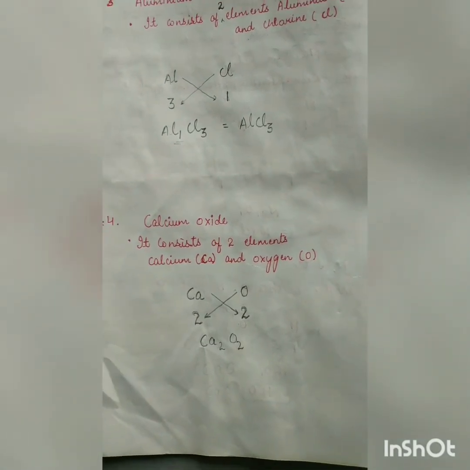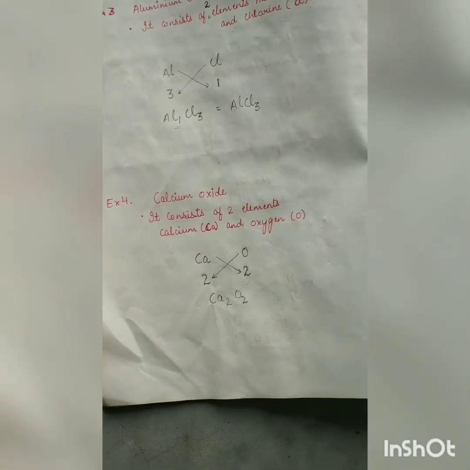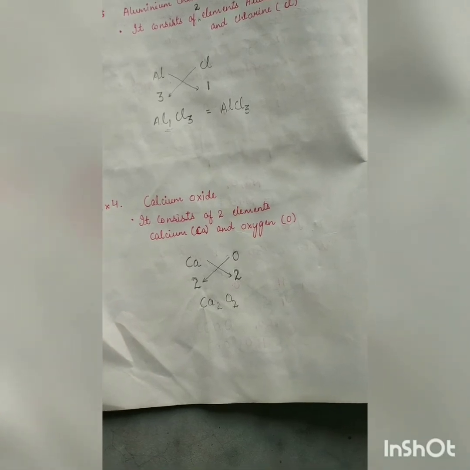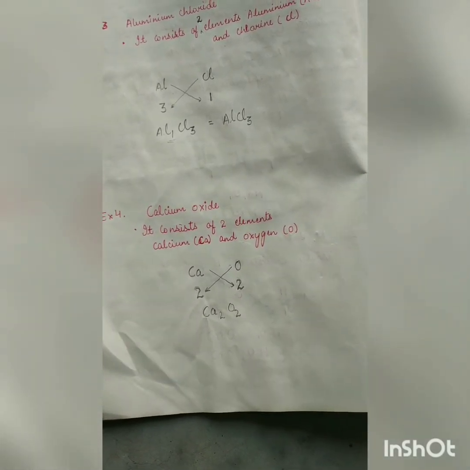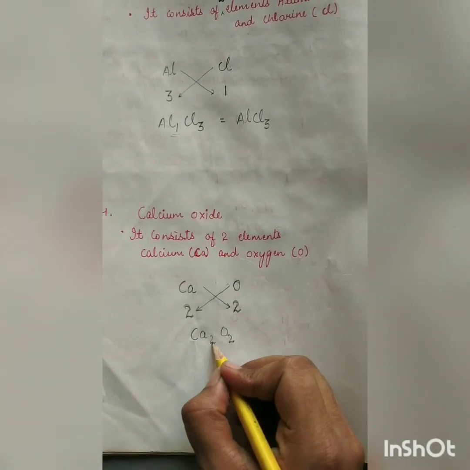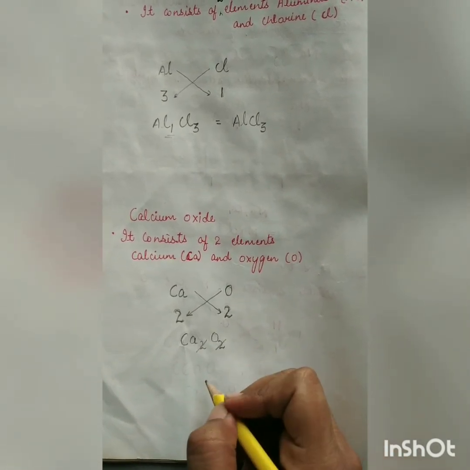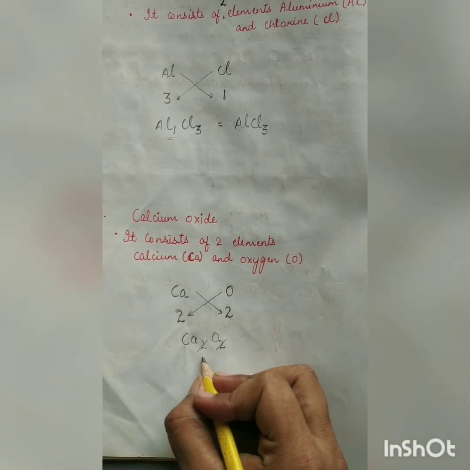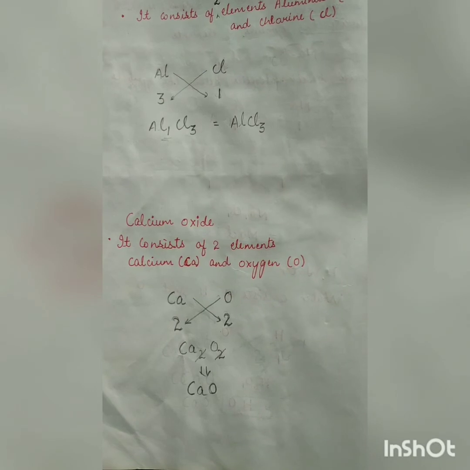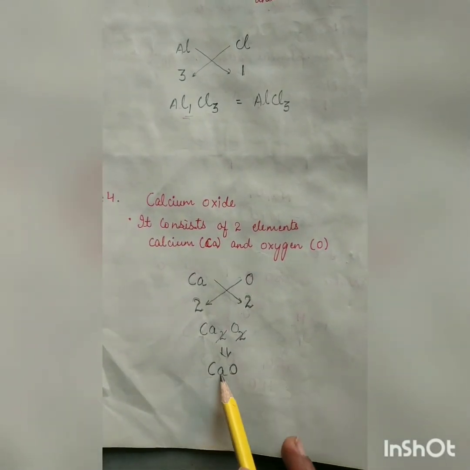But there is one more rule when we are writing chemical formulas, that if the numbers in subscript are divisible by a common number, we have to divide them and use the quotient alone. Here, this 2 is divisible by this 2, 2 divides by 2, and we get the formula CaO. So the formula of calcium oxide is CaO.